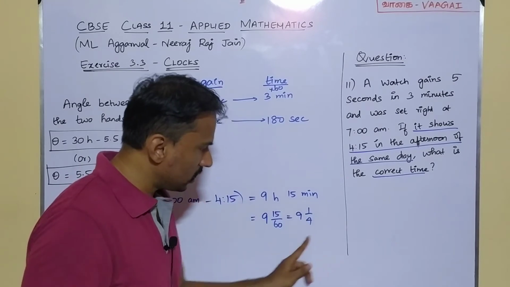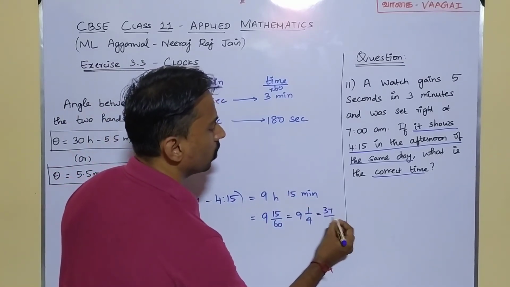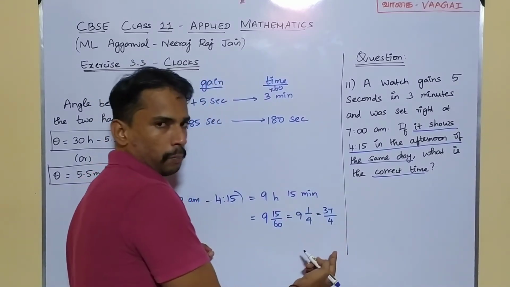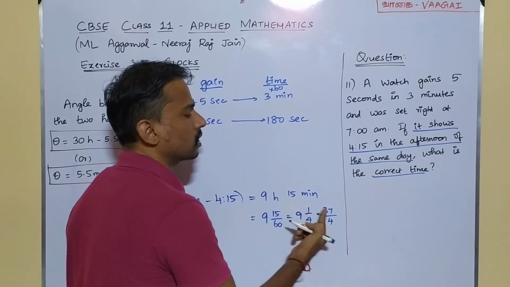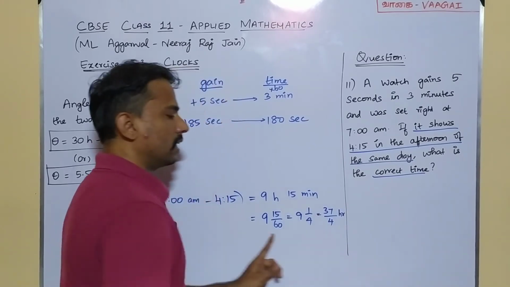Okay, you can even write it as 9 1 by 4. You can even write it as 37 by 4. Correct, because you got a mixed fraction, and you can even convert it as an improper fraction. How can we do this? 9 4s are 36. 36 plus 1 is 37. So 37 by 4. So 37 by 4 hours it has run.